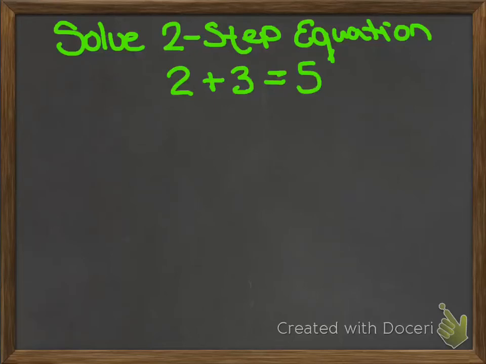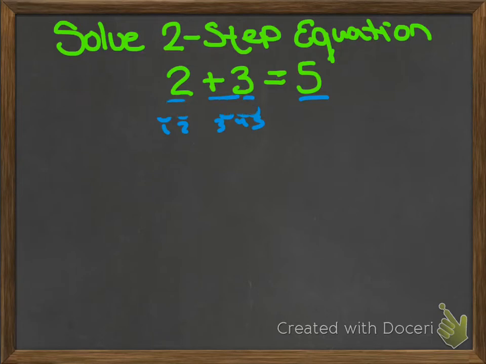Alright, what we're going to do today is learn how to solve a two-step equation. Before we get into the steps that we would use for solving, I want to look at a simple equation. 2 plus 3 equals 5. Okay, is that true? Yes, if I've got 2 apples and I add 3 more apples, I've got 1, 2, 3, 4, 5 apples. So yes, that's going to be correct.